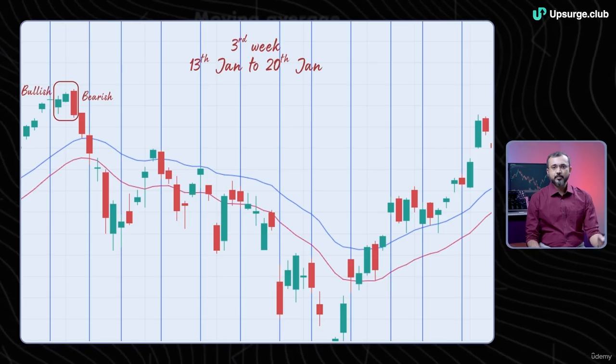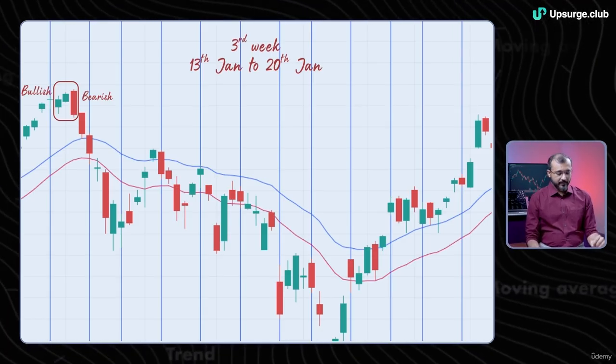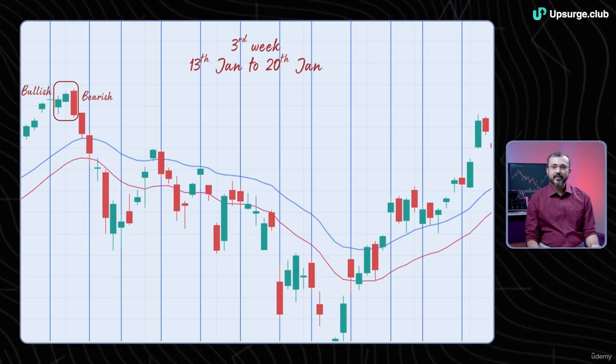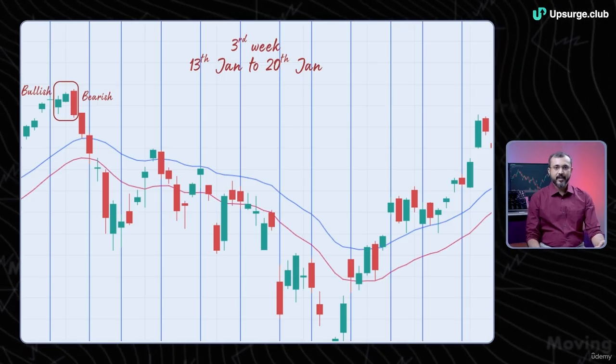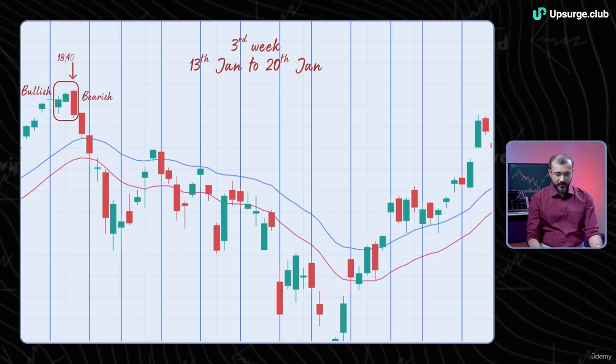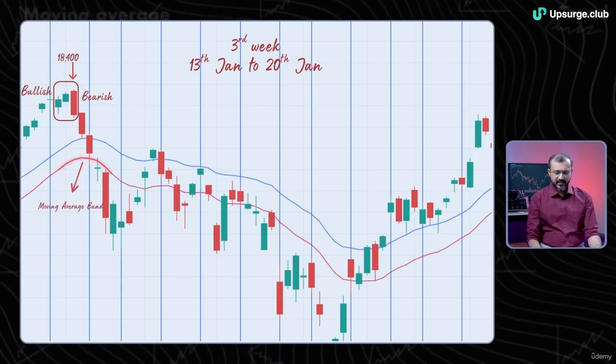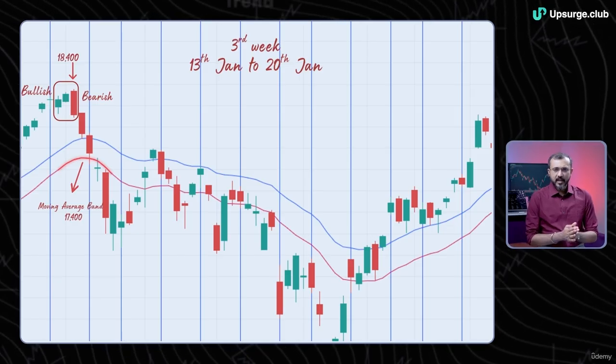Whichever is the highest point, we select that highest high and we select the moving average low band to identify the range. So the high value is somewhere around 18,400. The moving average band is somewhere around 17,400. So this becomes our triangle.